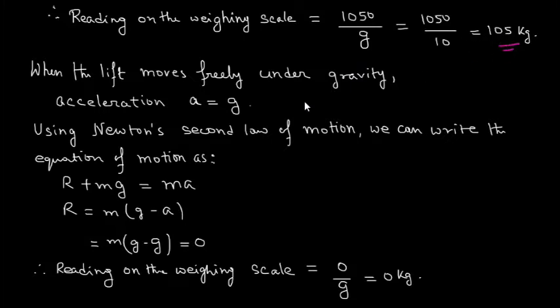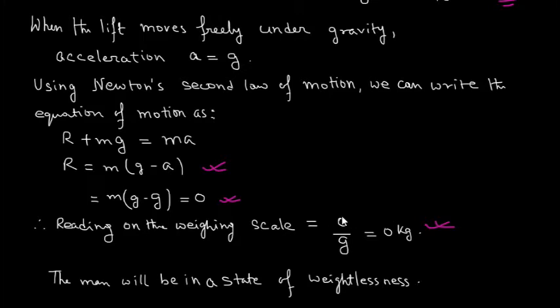When the lift moves freely under gravity, acceleration a is equal to g. Using Newton's second law of motion, we can write the equation of motion as R plus mg is equal to ma. R is equal to m(g minus a), and instead of a, we put g, that is m(g minus g), therefore R is equal to 0 in this case. Reading of the weighing scale is equal to 0 upon g, that is 0 kg. So in this case, reading will be 0 kg. The man will be in a state of weightlessness.